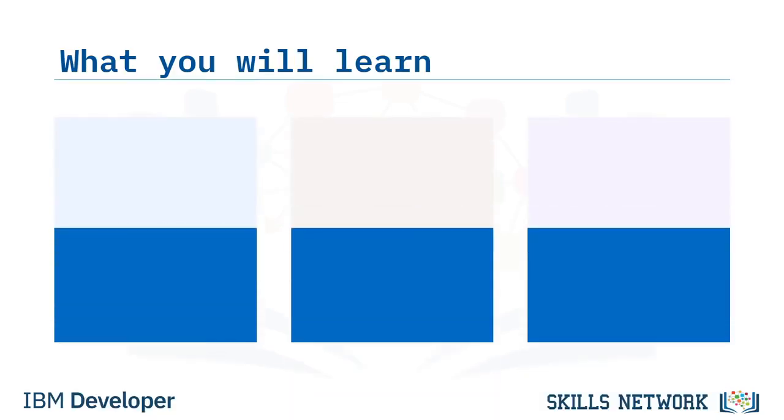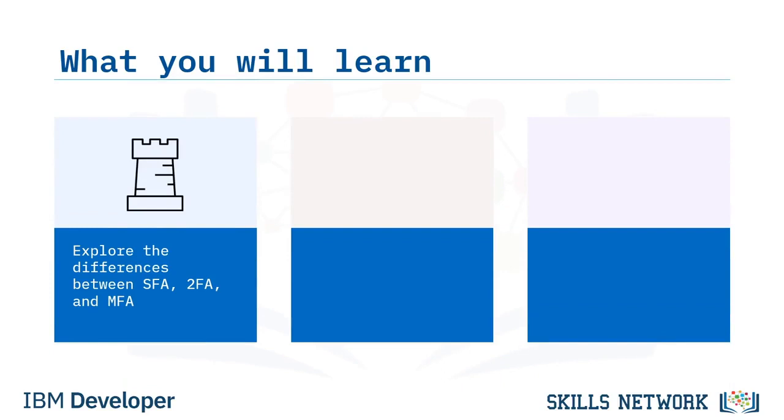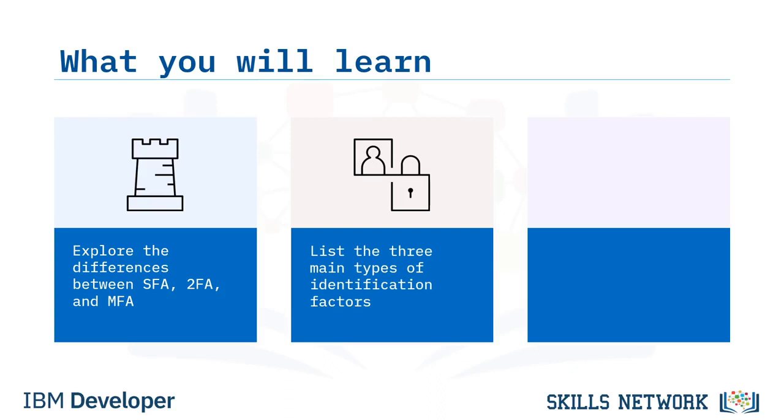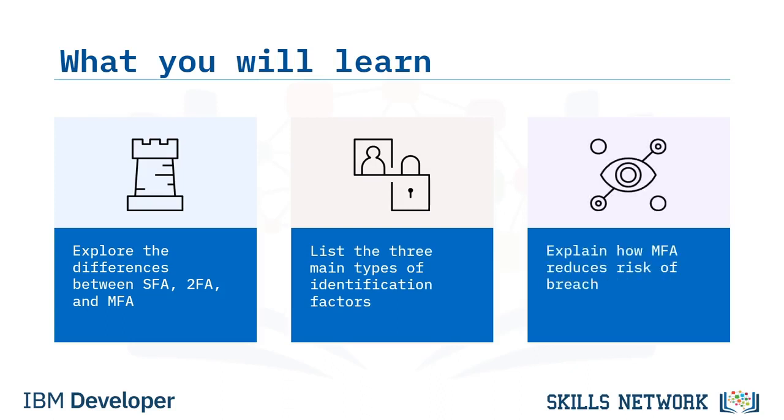After watching this video, you will be able to explore the differences between SFA, 2FA, and MFA, list the three main types of identification factors, and explain how MFA reduces risk of breach.